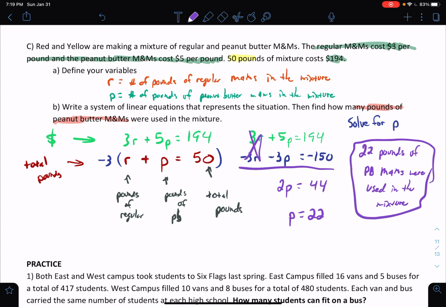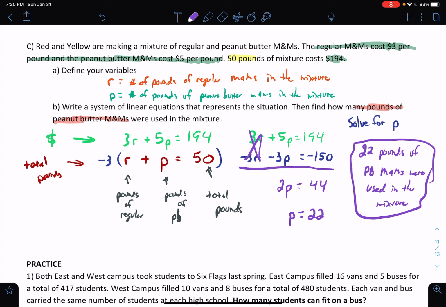It doesn't ask us to solve for R, so I'm not going to do that. I don't have to plug that 22 back in. We can if we want, but we don't need to, because all it asked us was how many pounds of peanut butter M&Ms were in the mixture. So, applications: once you set up your system, you just solve using substitution, elimination, or graphing, just like we have been. The difficulty now is being able to take the numbers out of the word problem and write those equations, set up that system.